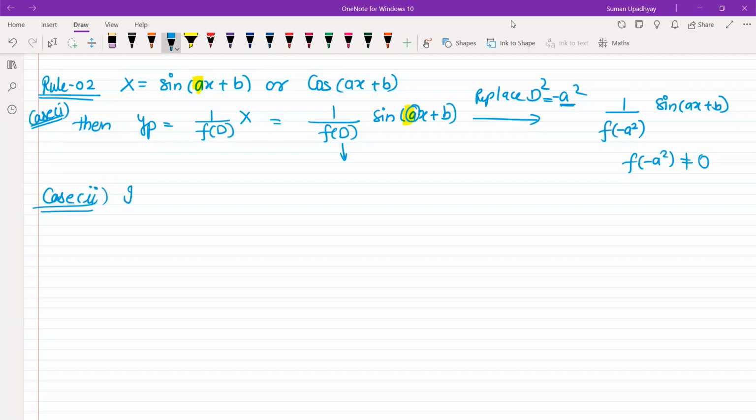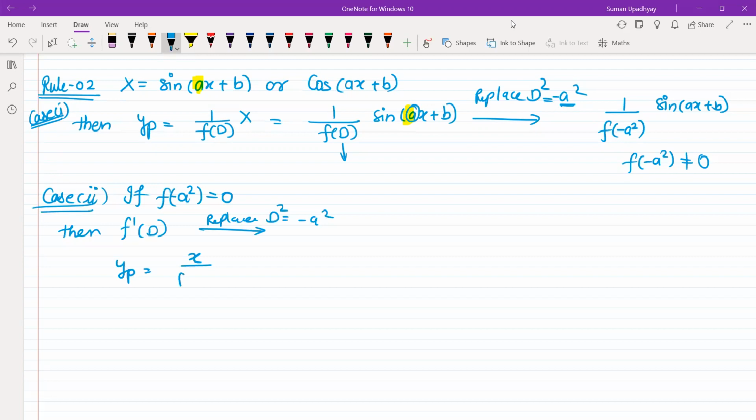Then differentiate. Calculate f dash of D, and then replace D square with minus a square. So you will get the formula for yp as x upon f dash of minus a square. Is this understood to all of you?